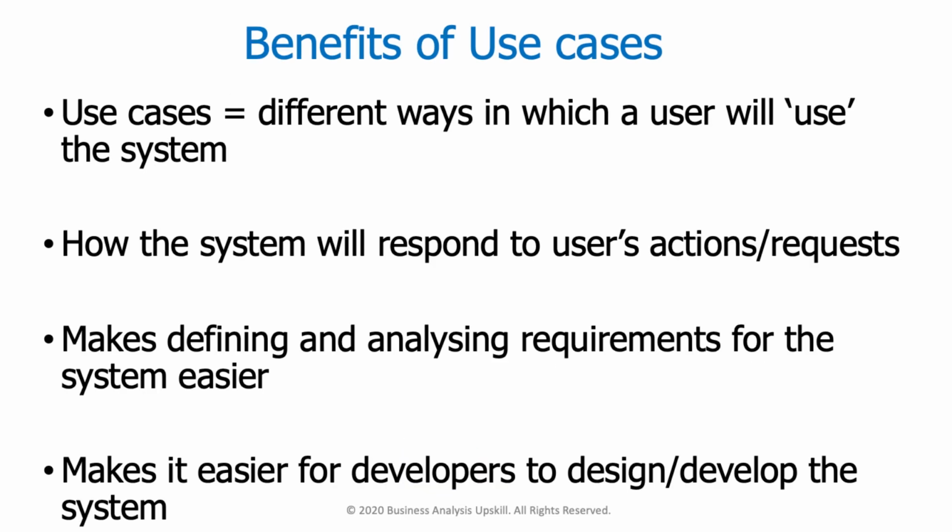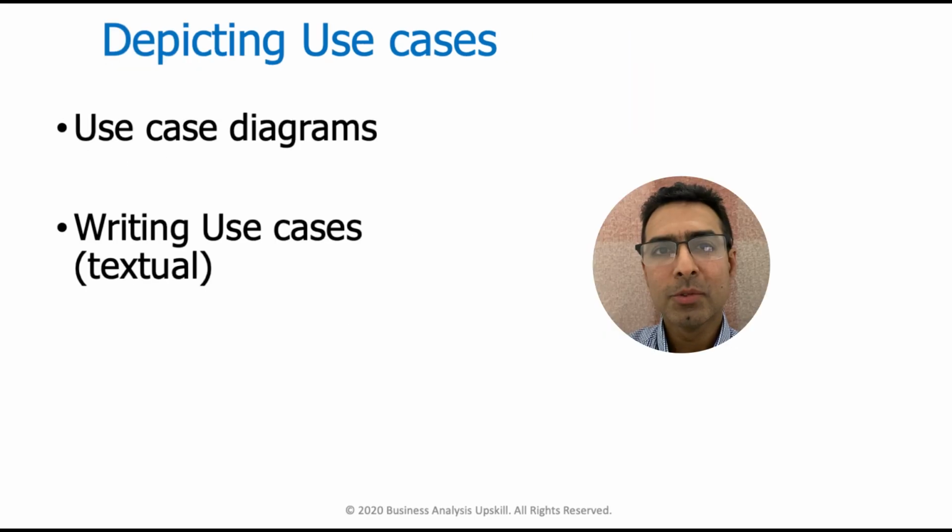In simple terms, use cases are the different ways in which users will use the system and how the system will respond to the user's actions or requests. Use cases make it easy to define the requirements for the system that is being designed and developed, which makes it easy for the developer team to understand the requirements from a systems perspective and how a user would essentially use the system. Use cases are depicted in the form of a use case diagram, but that's only one part of it. Once you have depicted the use case in the form of a diagram, you further explain it or flesh it out by providing a textual description of the use case.